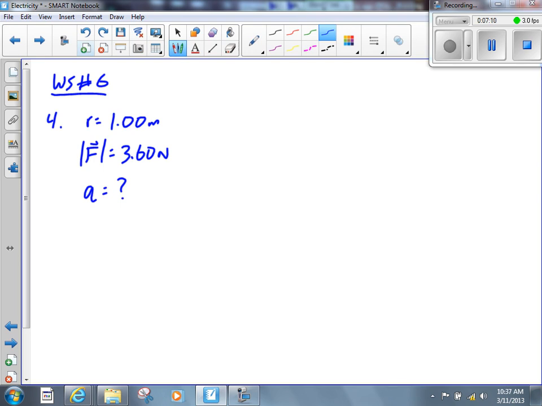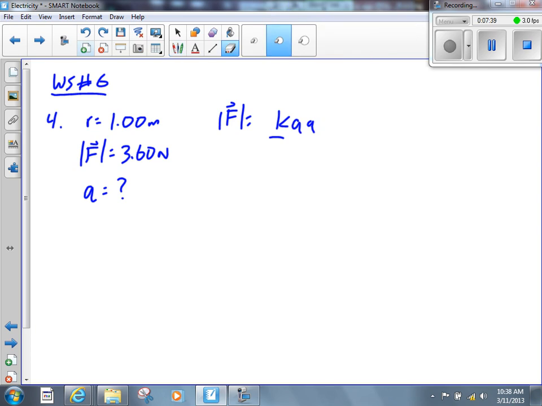The equation that we know applies here is Coulomb's law, F is equal to K Q1 Q2 over R squared. But if both charges are exactly the same, they're identical, then instead of calling them two separate things, Q1 and Q2, let's call them both the same thing. I'm going to call them both Q. It becomes K times Q times Q over R squared. Is that okay? Is that good? All right.